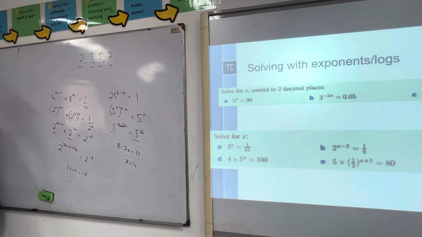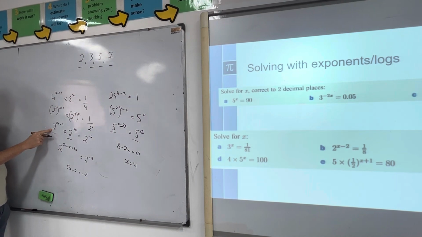Don't you 2 times 2 equals 4? Like the normal numbers, like 2 times 2 equals 4. So wouldn't it be like 4 to the power of 2x plus 2? Where's this? Here? Above that. Here? Yeah, like, why don't you do 2 times 2? This? Yeah.